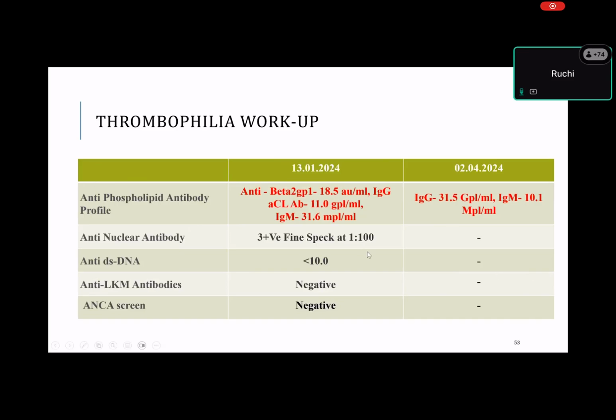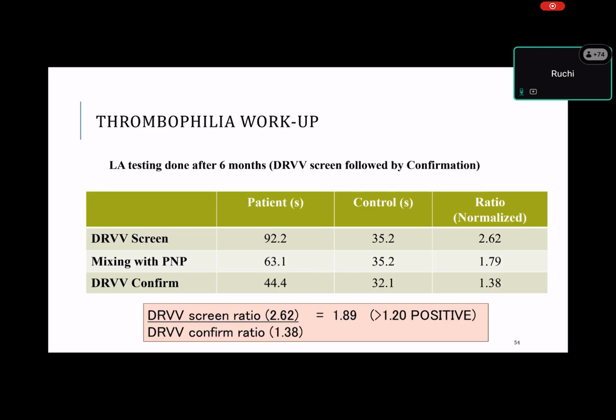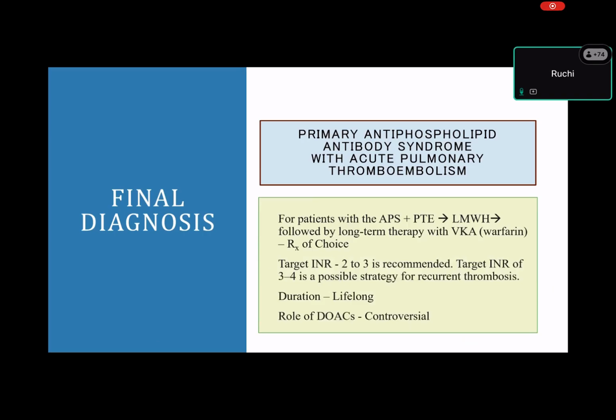For LA testing, we did not do it at the acute stage. It was done later on, when a break was given in the anticoagulation, and LA also came positive. You do both your DRVVT screen as well as the control, and a ratio of more than 1.2 is considered positive. So this patient is basically a case of primary antiphospholipid antibody syndrome with acute pulmonary thromboembolism.